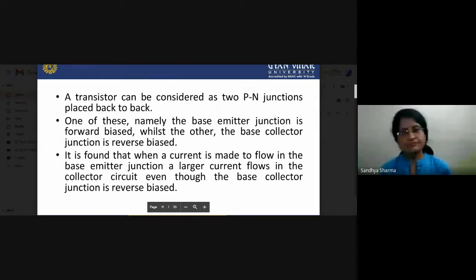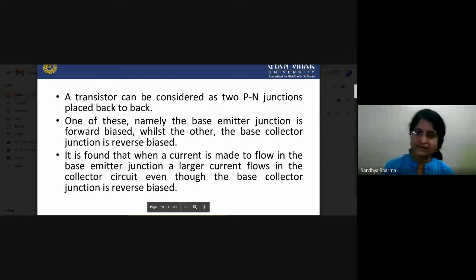So what about the biasing? A transistor can be considered as basically two p-n junctions. Instead of taking a single one, we can consider two p-n junctions. Two diodes are connected back to back, and by connecting back to back they make a transistor, a three terminal device.